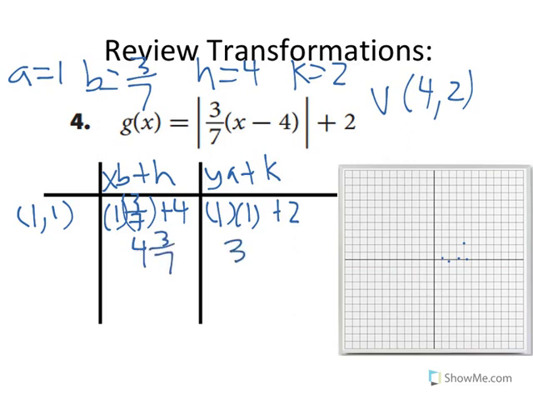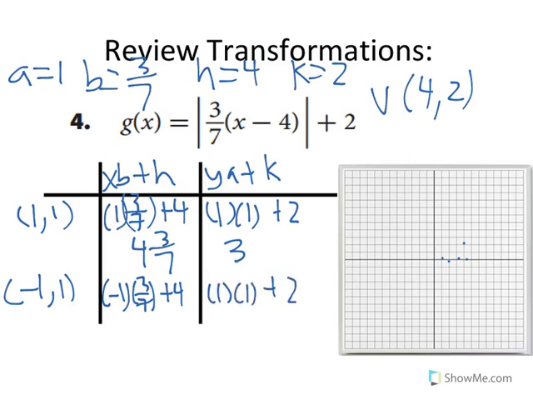And this gives us 3. Then (-1, 1): -1 times 3/7 plus 4, and this is 1 times 1 plus 2. So this is 4 minus 3/7. So this gives us 3 and 4/7, right? This gives us a 3. So then our graph would be, I'm just going to approximate 4 and 3/7. So it's going to be somewhere here and here. So our graph can do this.